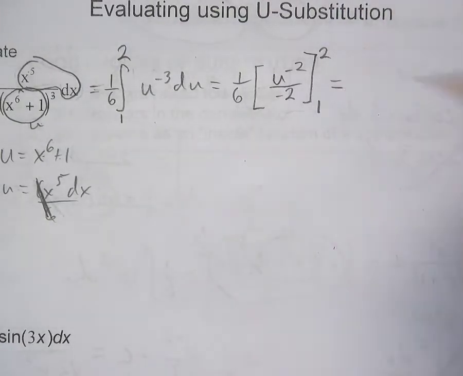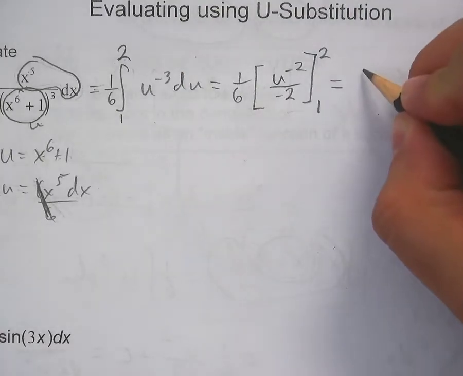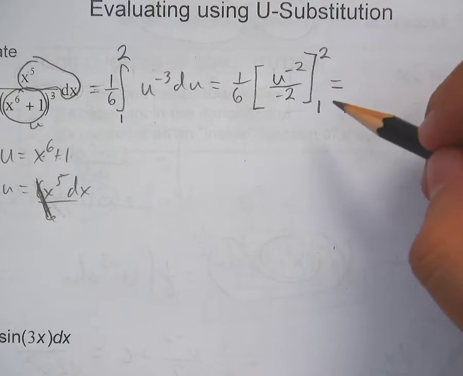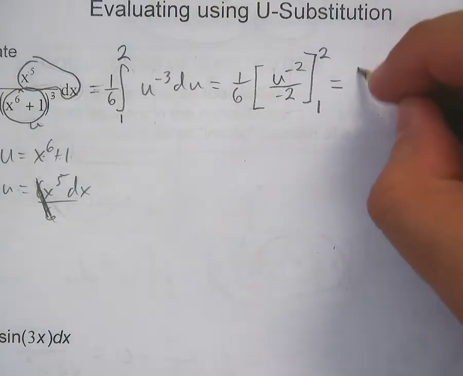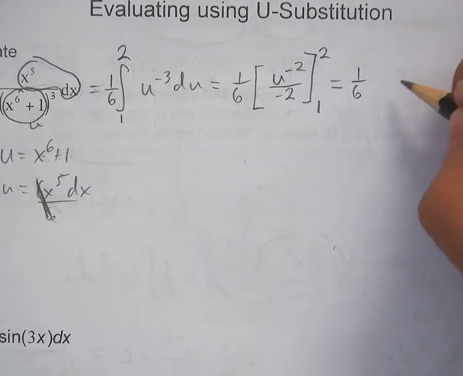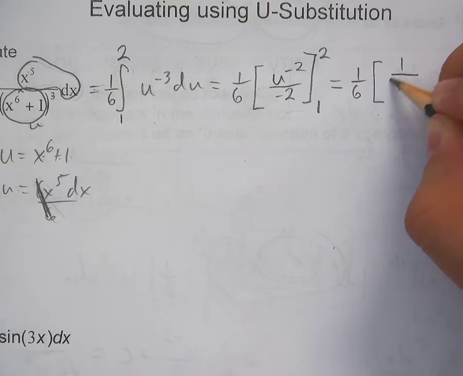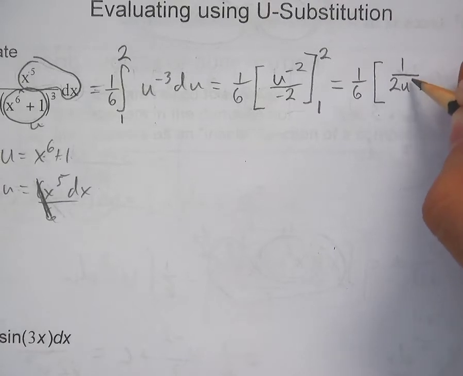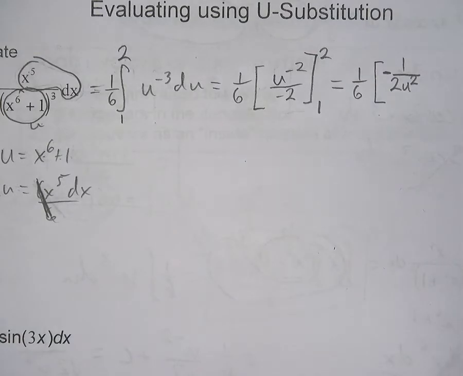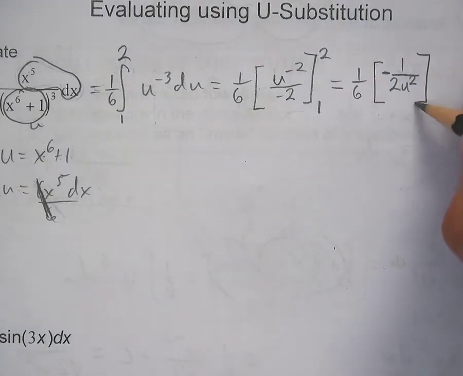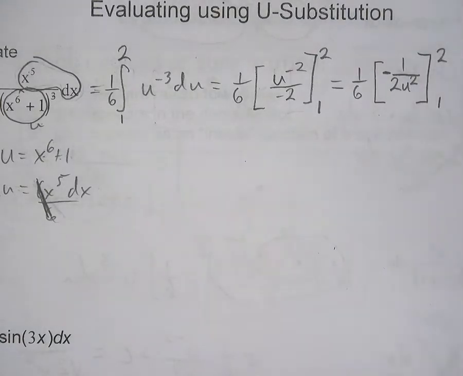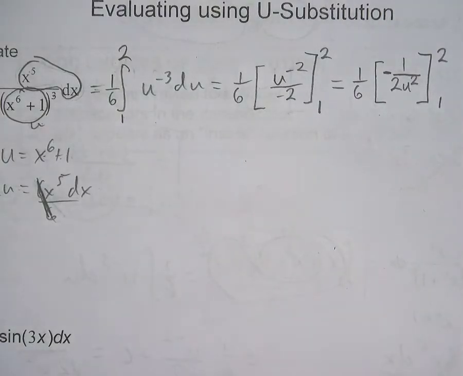I'm going to come through and simplify this just a little bit here. I'll have, let me see, if I multiply my 1/6 through, well, never mind. Let me leave it like this. 1/6 times 1 over 2u squared. I'm going to make that whole thing negative. And I'm evaluating that from 1 to 2. Okay?